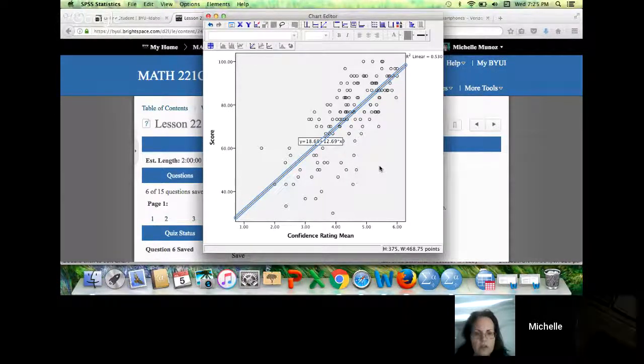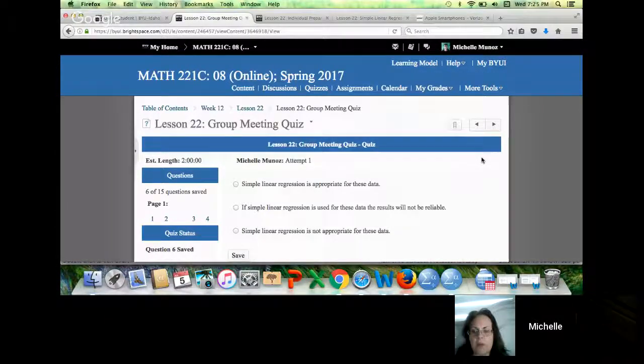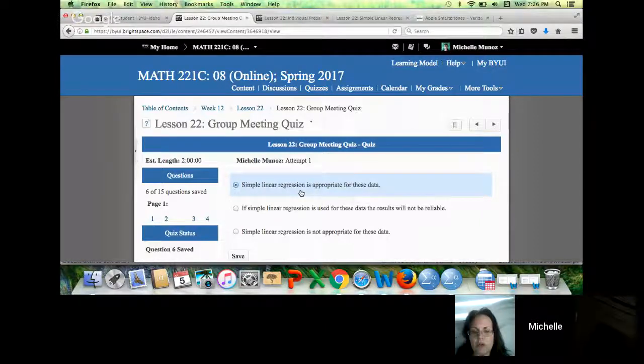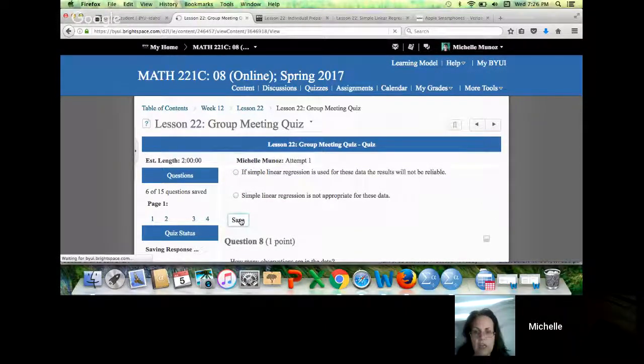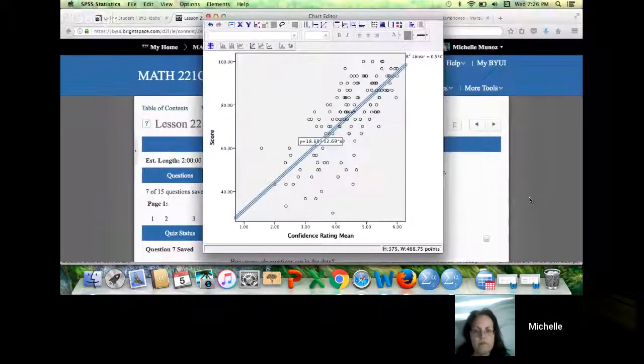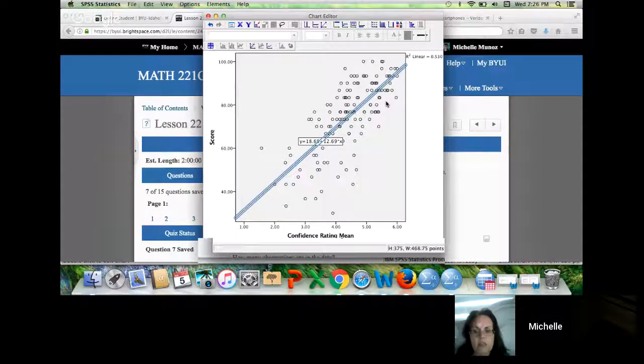Okay, number 7. Based on the shape of the scatter plot you produced in the last question, what can you say about the appropriateness of using linear regression to model this data? Simple linear regression is appropriate for these data. If simple linear regression is used for this data, the results will not be reliable, or simple linear regression is not appropriate for this data. What do you guys think? I think it is appropriate too. It drew the line. That looks linear to me. Yep. That's what I put, and I got it right too.